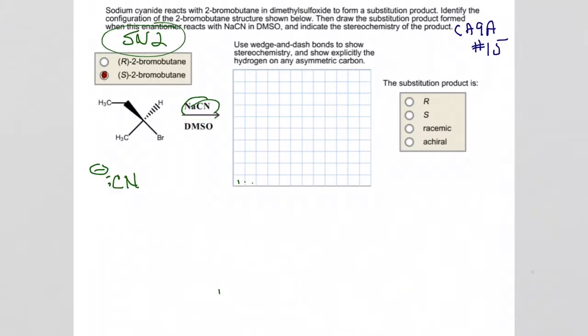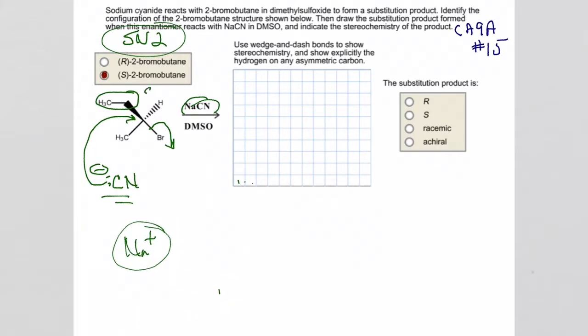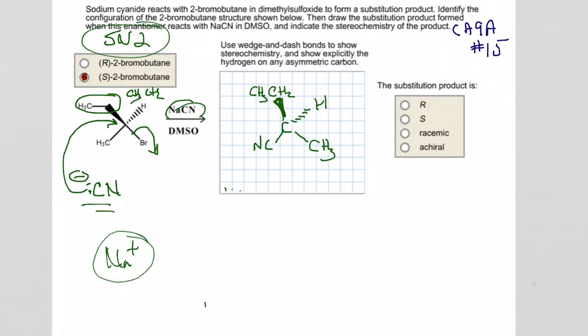I'm going to leave out the Na plus because that's just a spectator ion, and just focus in on the nucleophile. This is an SN2 reaction, so the nucleophile is going to come in from the opposite side as the leaving group, which is bromine. I'm going to abbreviate this group as CH3CH2, just so you can see it a little more easily. So here's the product of our reaction.